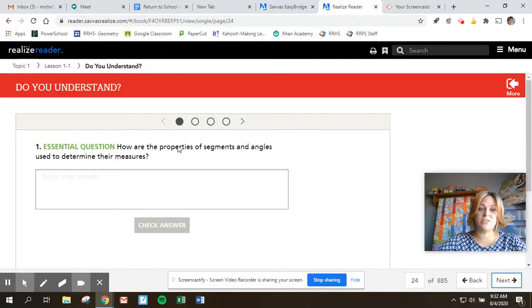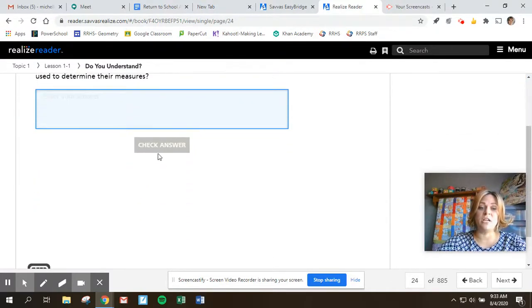Okay, now here is the tricky part. Not every time you will get this, but if there is a do you understand question or do you know how to do, make sure to answer those. Okay, so essential questions. How are the properties of segments and angles used to determine their measure? So I'm hoping by the time you get to this part of the lesson, you will be able to explain, and it doesn't have to be a long book or a paragraph, just a few sentences of how you would answer that essential question. And if you can do that, that's amazing. You can check your answer when you're done to double check that you're doing it correctly.